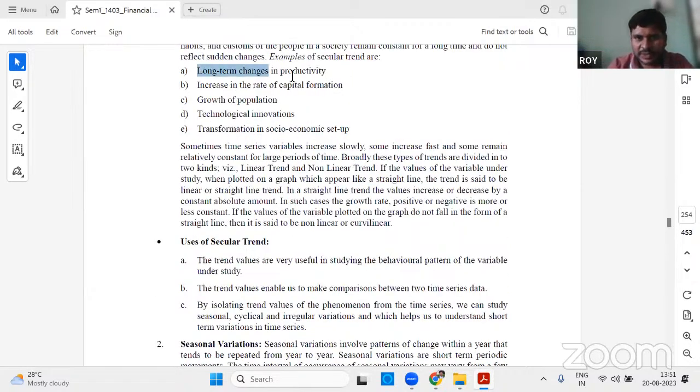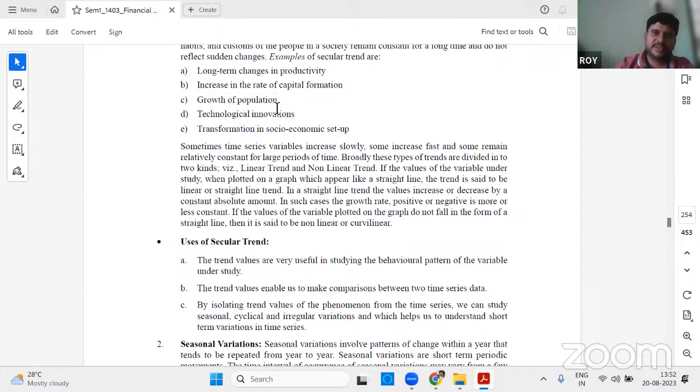Here, see long-term changes in productivity, increase in rate of capital formation, growth of population. Will it go down? Will population be down or increased? Definitely it will increase. When this secular trend increases, it won't come down.